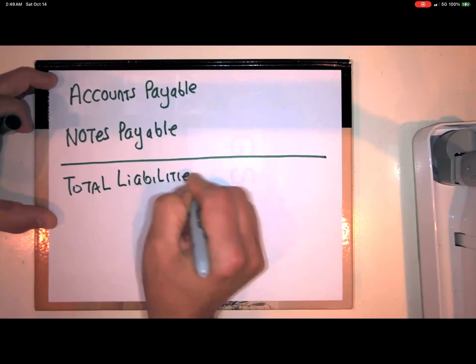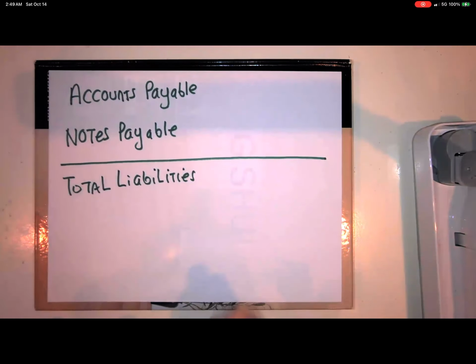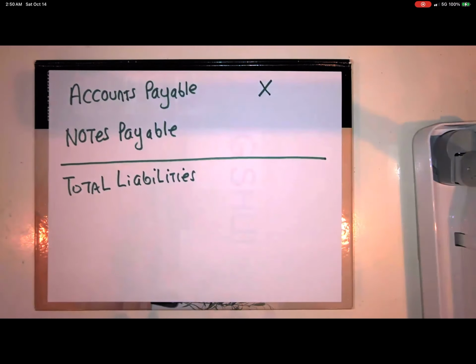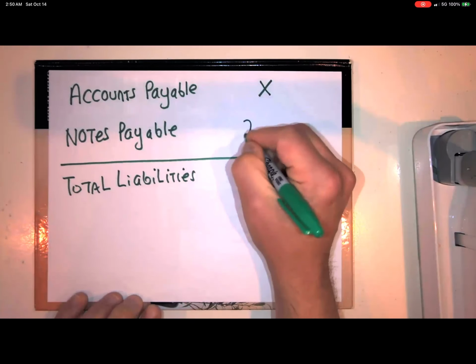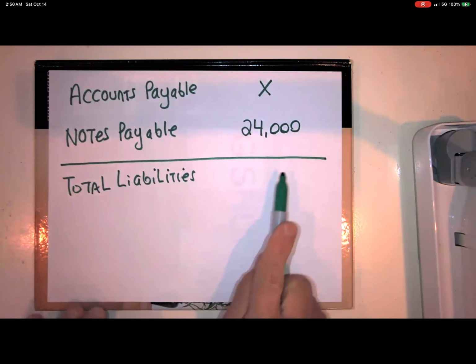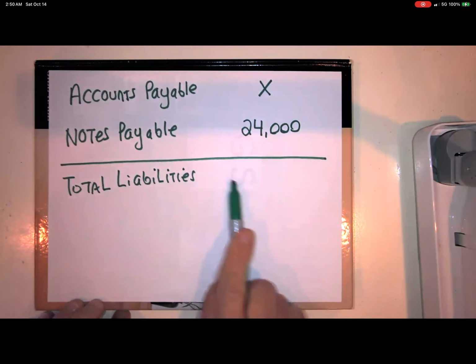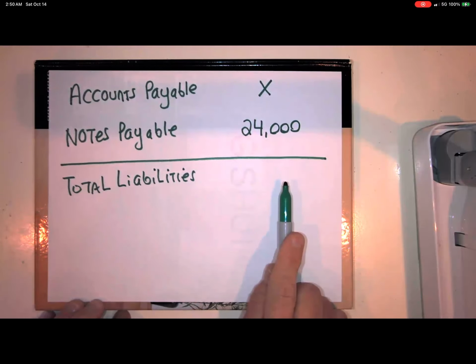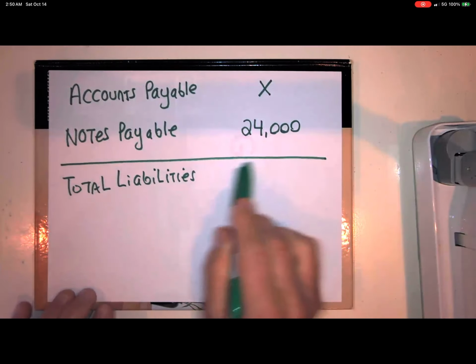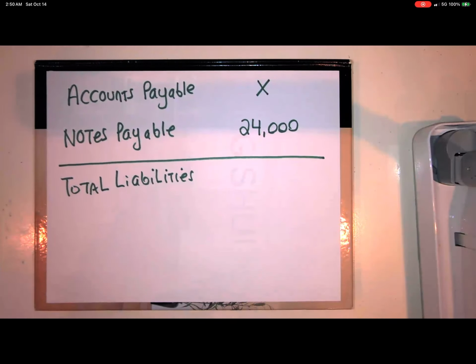Zane, can I ask you one more question, please? So we don't know the accounts payable, right? We're trying to solve for that. The notes payable, that's given as 24,000. So if we could come up with our total liabilities, we can then solve for the accounts payable. Any thoughts on how we would do that? Assets equals liabilities plus equity?